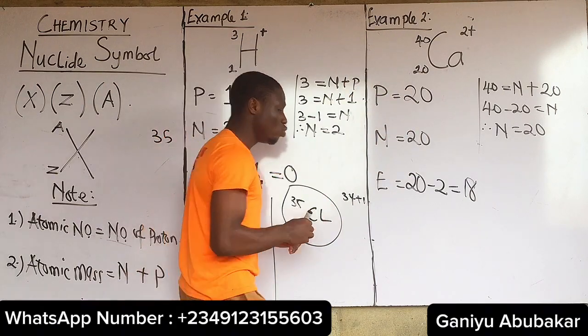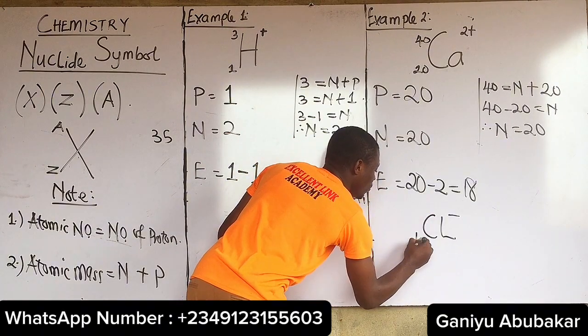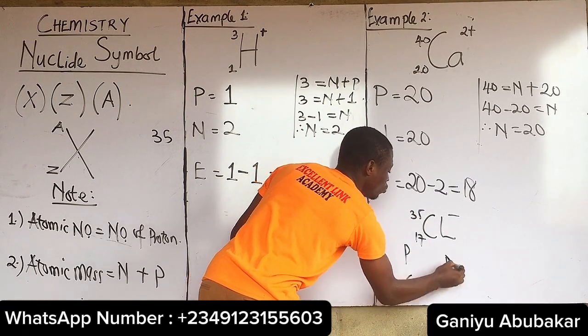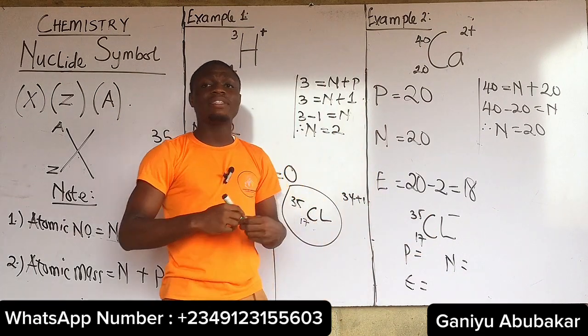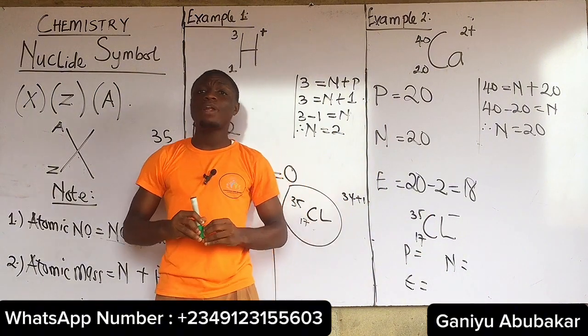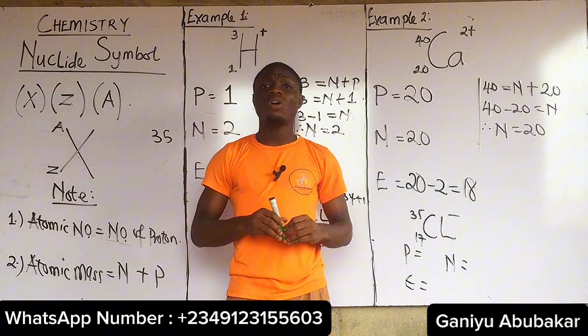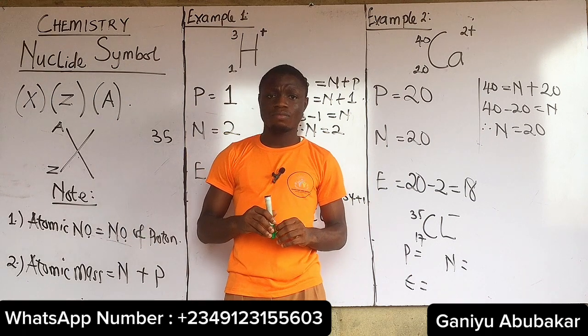So you try to do this one. Give the number of proton, electron, and neutron in this nuclide symbol here, and put your answer in the comment section below. I'll reply to you as fast as I can. We'll look at how to calculate the relative molecular mass of a compound in our next class.